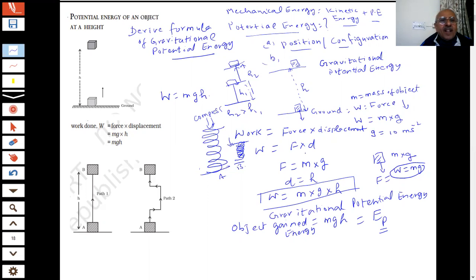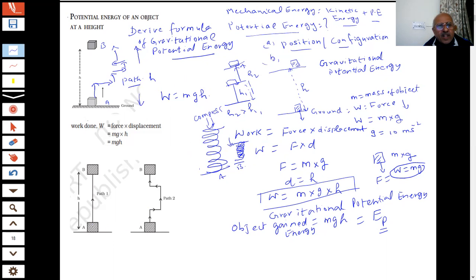Now I am saying that supposing I lift the object from the ground, students. This is my point A to B, straight. Then what happens if I change the path? I lift the box up to this stage, then I take the box here, then here, then I take the object here, and then I go to the final state. Now, if I change the path by which I am shifting the object from the ground to height h, students, what will happen? Will the potential energy change or remain the same?